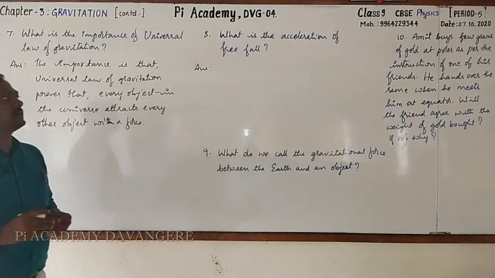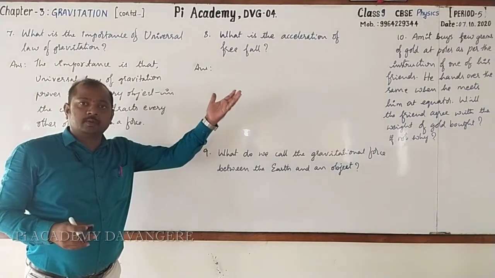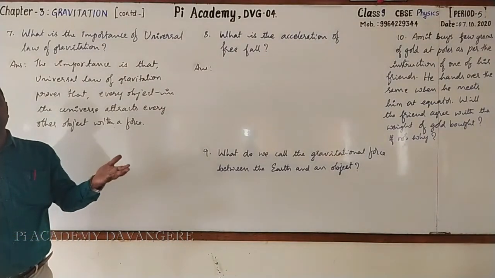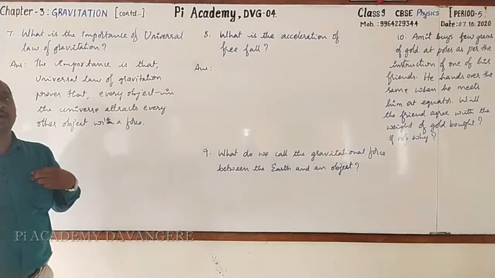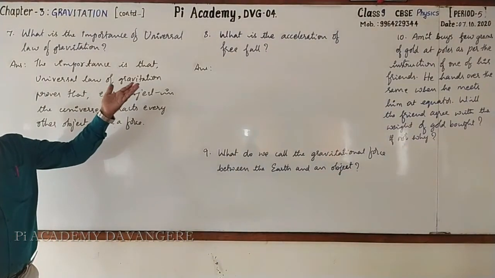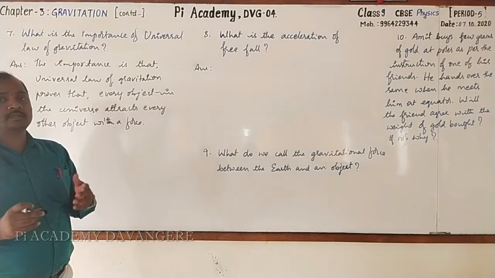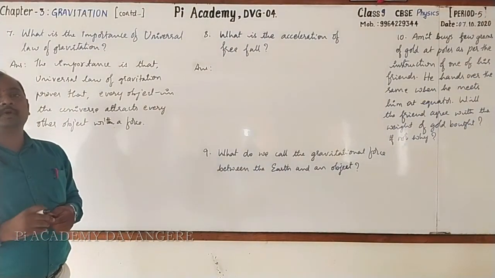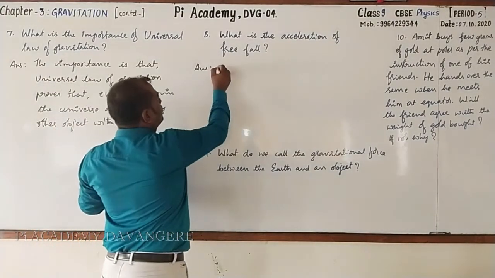Next, go through 8th one. What is the acceleration of free fall? See, when the object is falling towards the ground only under the influence of gravitational force of the earth, then we call that as free fall. But what is its acceleration? Yes, on the earth it will be 9.8 meter per second square. So let's go for writing that.